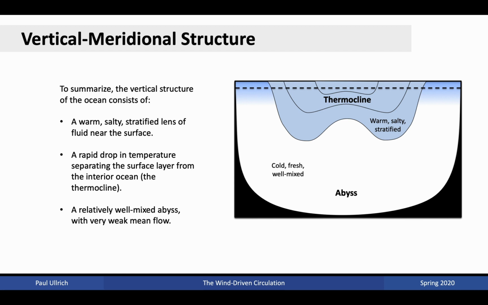Looking at the meridional vertical structure of the ocean, it essentially consists of a warm, salty, stratified lens of fluid that is located near the surface. Below that is the drop in temperature, known as the thermocline, that separates the surface layer from the interior ocean. And then at depth, it has a relatively well-mixed abyss with very weak mean flow.